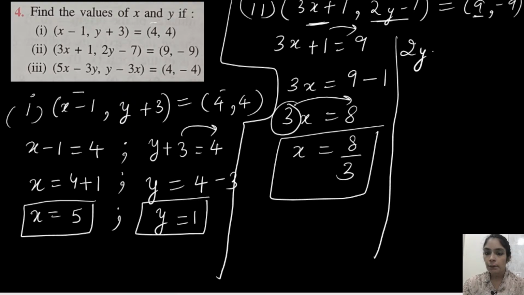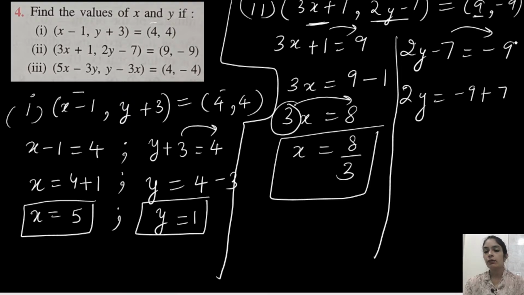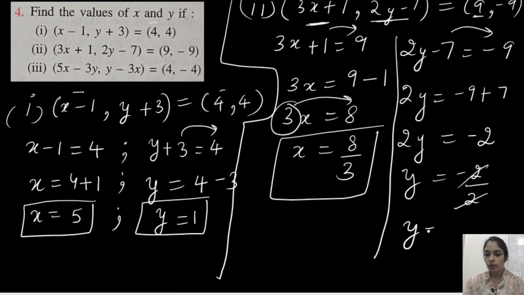And now we will solve y's value. So 2y minus 7 is equal to minus 9. Let's shift minus 7 to the other side, which will become plus 7. When we shift minus 7 to the other side, it changes to plus 7. Plus and minus gives minus, with the sign of the greater number. So this is minus 2. Then y is equal to minus 2 by 2, which is equal to minus 1. It was a simple linear equation. Anyone, any doubt?